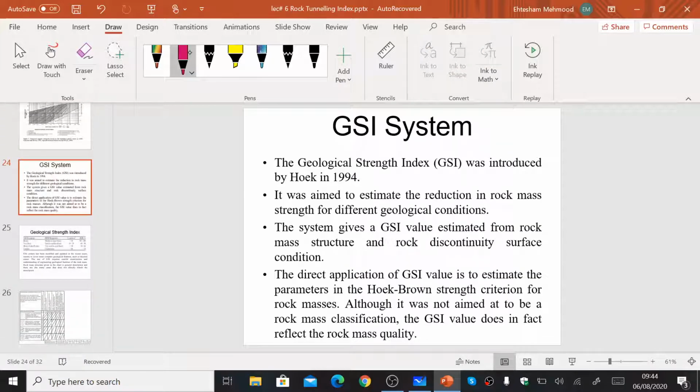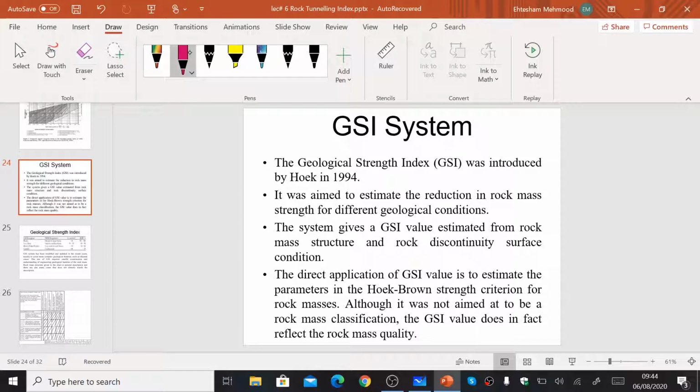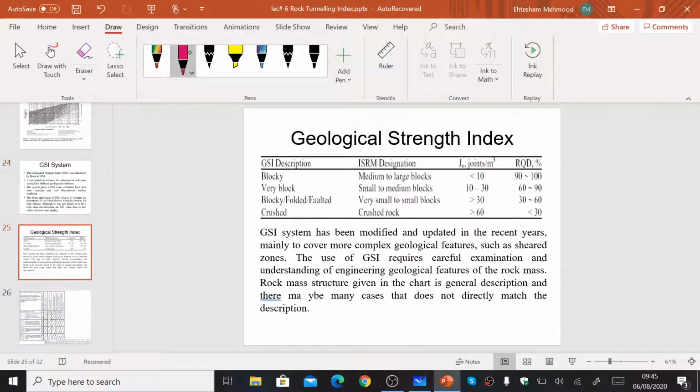So after this, the next system that we'll discuss today is the GSI system. It was developed by Hoek in 1994. It is quite simple and easy system, okay. It was initially just for the evaluation, but later on it also became used for rock evaluations. So these are the 4 categories in which the GSI system is divided.